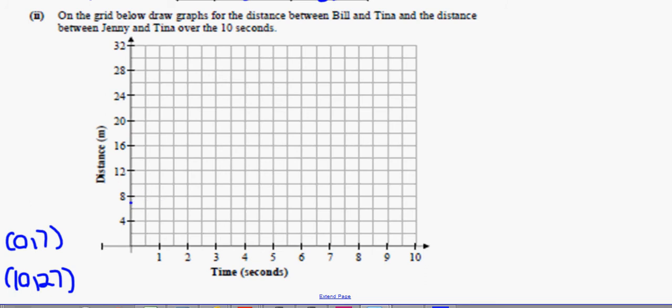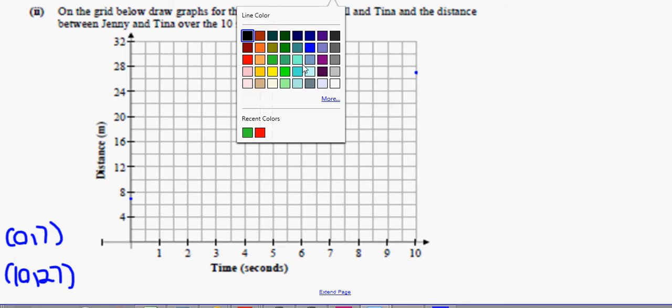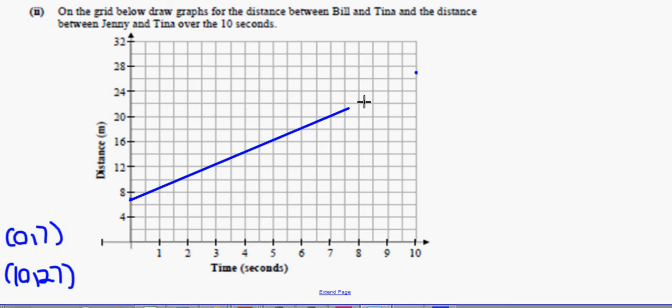And then finally the last one's 10.27, so we're going to go half. This is 26, so halfway between 26 and 28 gives us 27. So 27 is located there. Now we're going to join the graph together, and this is representative of Bill. So here is Bill's graph. Just make sure it's really accurate, you can't afford to give away any mistakes here. So that's Bill's one there.